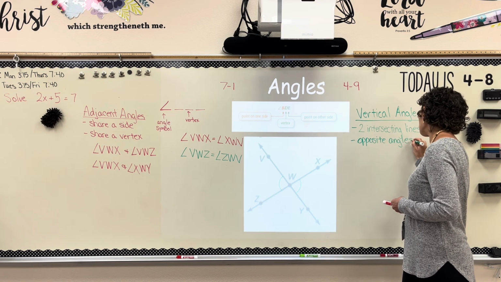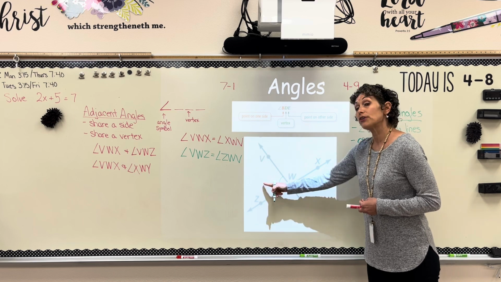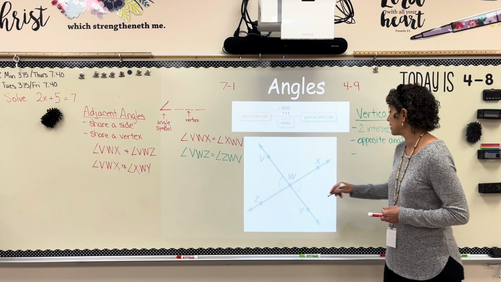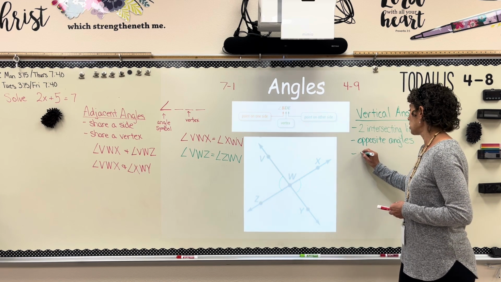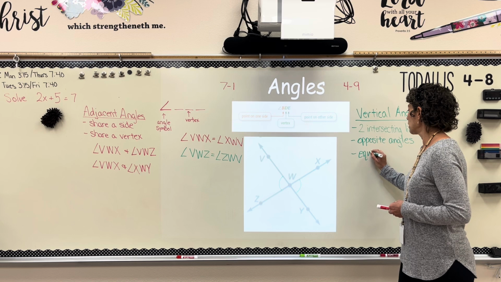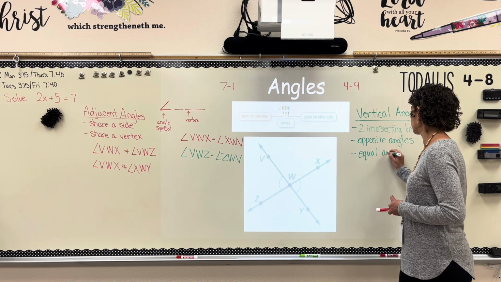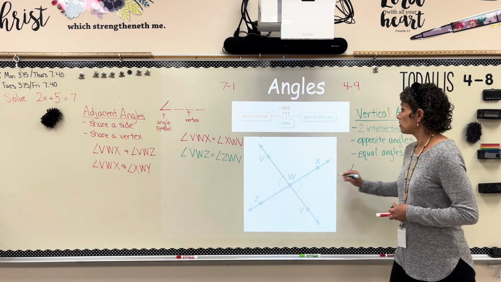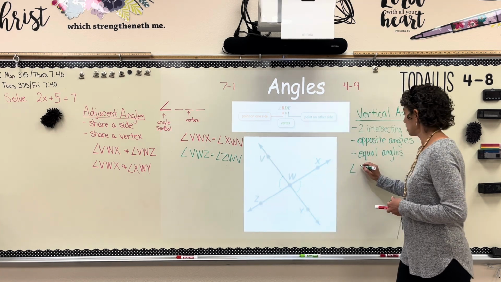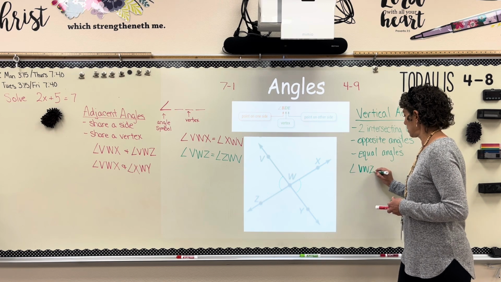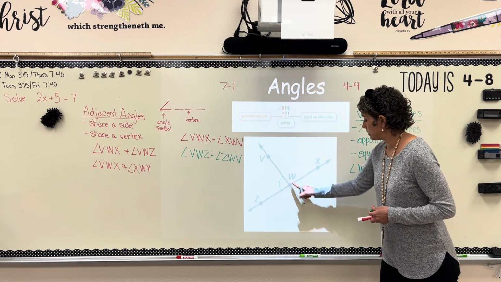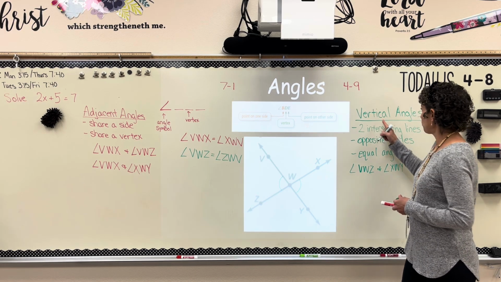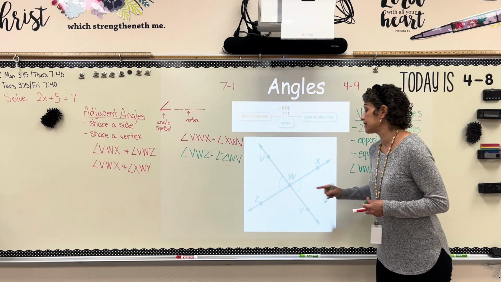This is really helpful. They are opposite, but they're also equal to each other. So however many degrees this angle is, that same amount of degrees. So these are equal angles. So in this example, angle VWZ and angle XWY are vertical angles, and they have the same measurement.